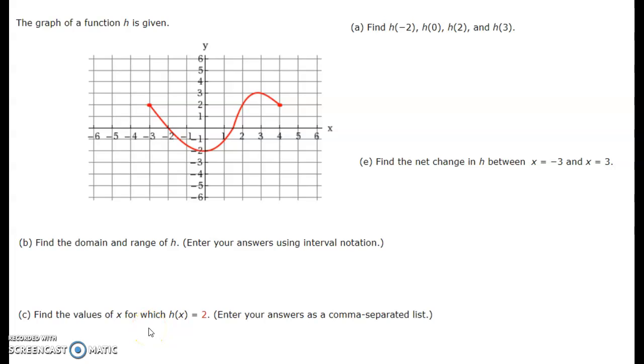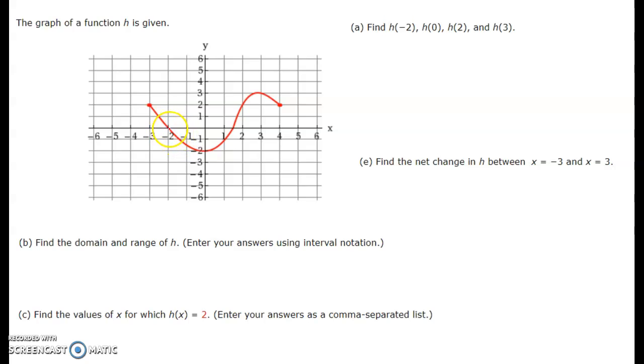So this is one of the problems in our web assignment for lesson 2-3, where we're asked to answer a multitude of different questions related to functions and their graphs. In this case, a graph is given of function h, and in part A, we're merely asked to find the value of h of -2.